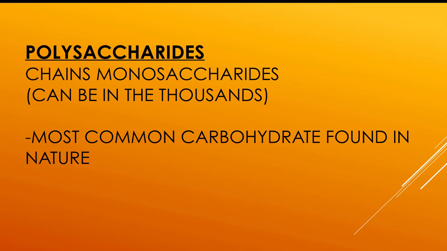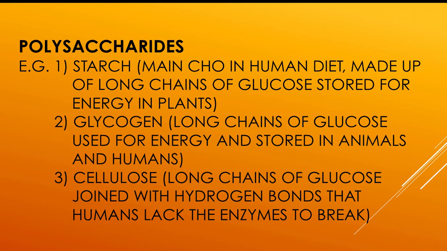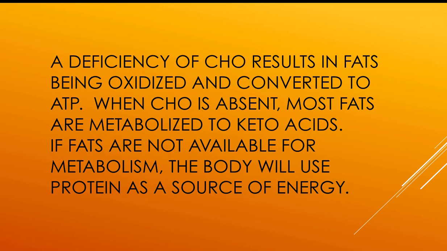Polysaccharides are chains of monosaccharides. They can be in the thousands, and it's the most common carbohydrate found in nature. Examples include starch, which is the main carbohydrate in the human diet, made up of long chains of glucose stored for energy in plants. Glycogen, as I mentioned, long chains of glucose used for energy and stored in animals and humans. And cellulose, long chains of glucose joined with hydrogen bonds that humans lack the enzymes to break. So they're used as fiber in our digestive system.